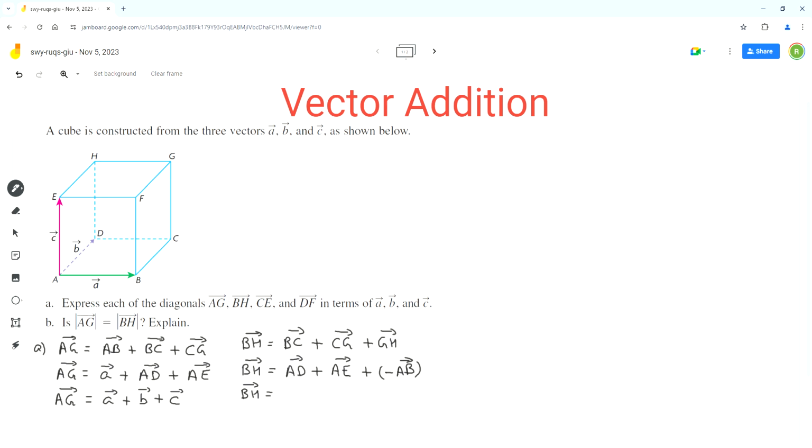Now AD is equal to vector B, vector AE is equal to vector C, and vector AB is vector A. So we can rewrite this expression as... so this should be the final answer for vector BH.